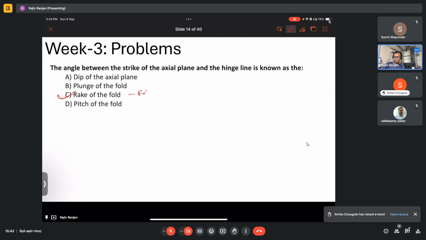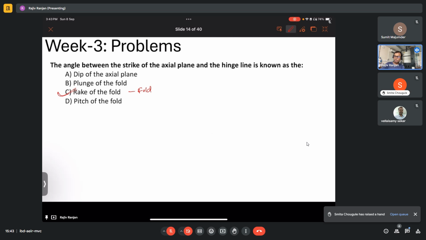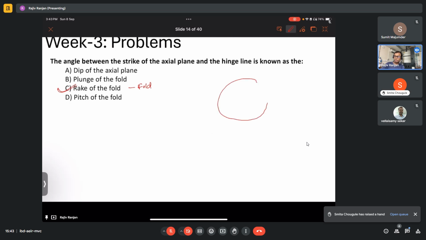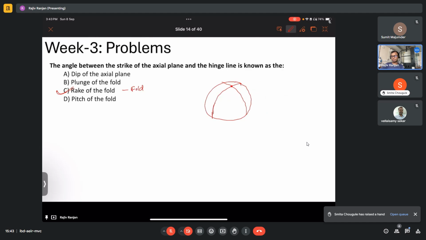So rake is for fold. You remember last time when we were solving the stereonet problems, we had some questions on rake, right? We had some rake on the limbs. So this is related to fold.